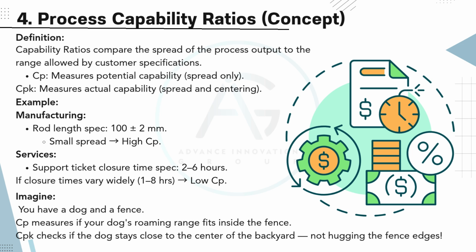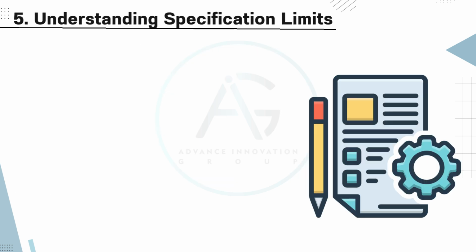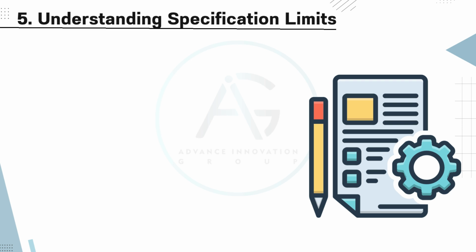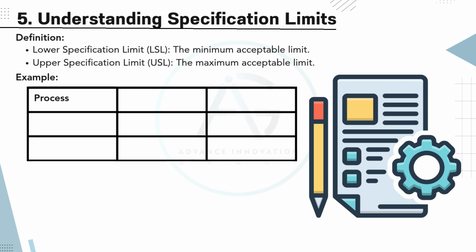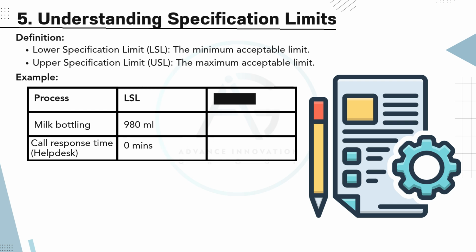Imagine you have a dog and a fence. CP measures if your dog's roaming range fits inside the fence. CPK checks if the dog stays close to the center of the backyard, not hugging the fence edges. 5. Understanding specification limits. Definition: lower specification limit, LSL, the minimum acceptable limit. Upper specification limit, USL, the maximum acceptable limit. Example: milk bottling, LSL 980 milliliters, USL 1020 milliliters. Call response time at a help desk, LSL 0 minutes, USL 2 minutes.